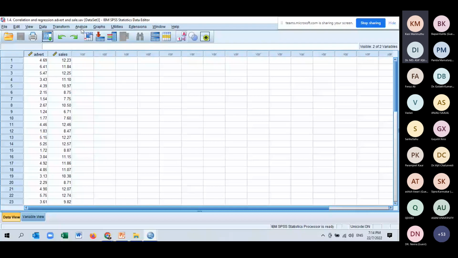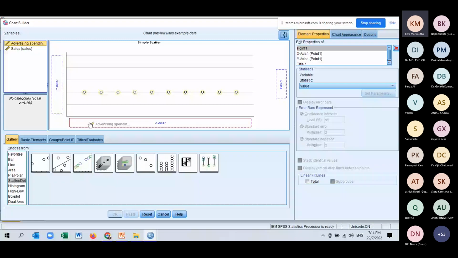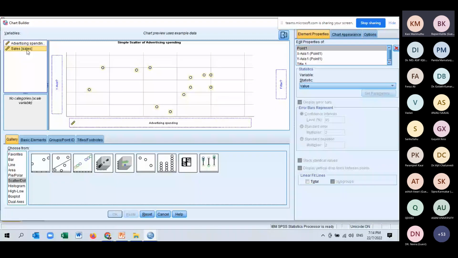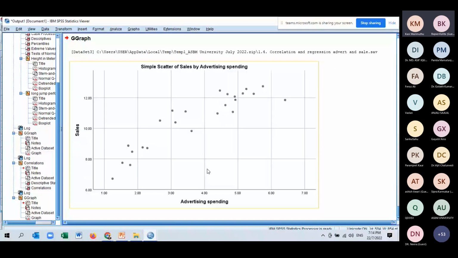Go to Graph, then Chart Builder. Advertisement on the x-axis, sales on the y-axis. Just click OK. You will have a rough idea. It looks like as advertisement increases, sales volume also increases. Positive relationship. So we can run the correlation.